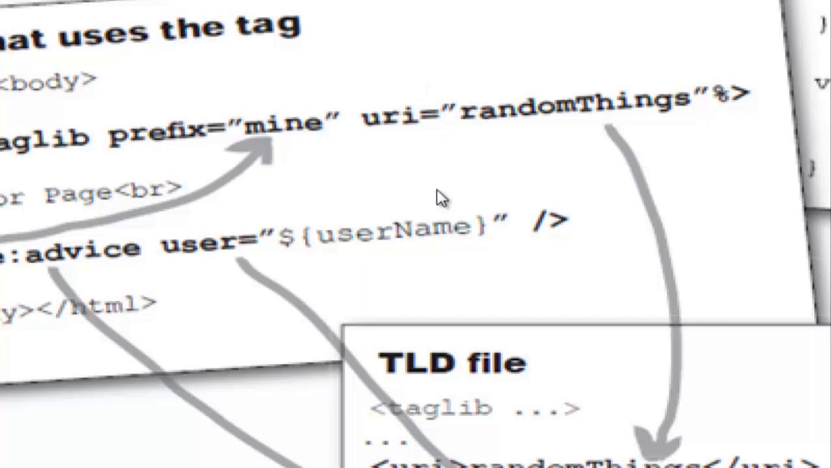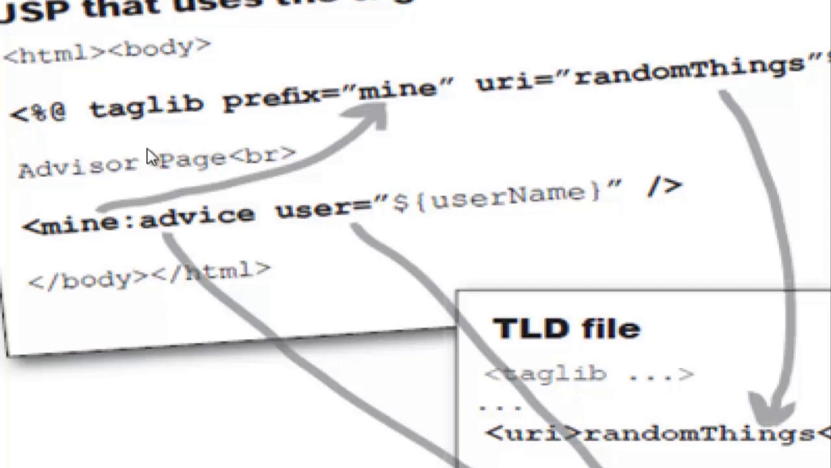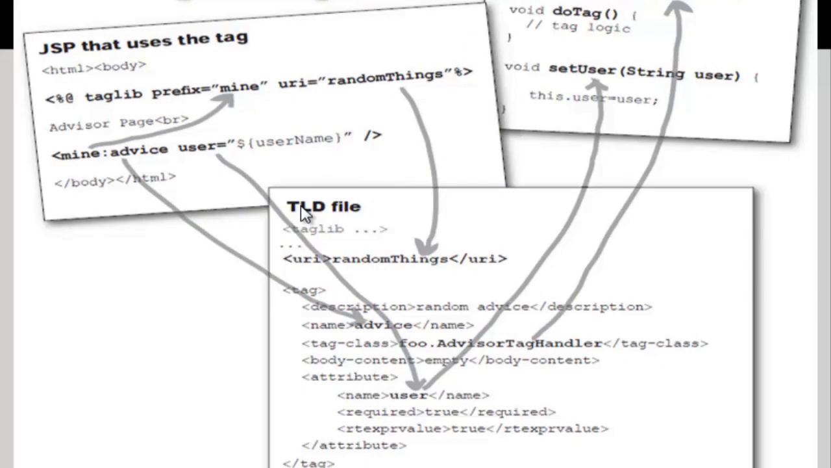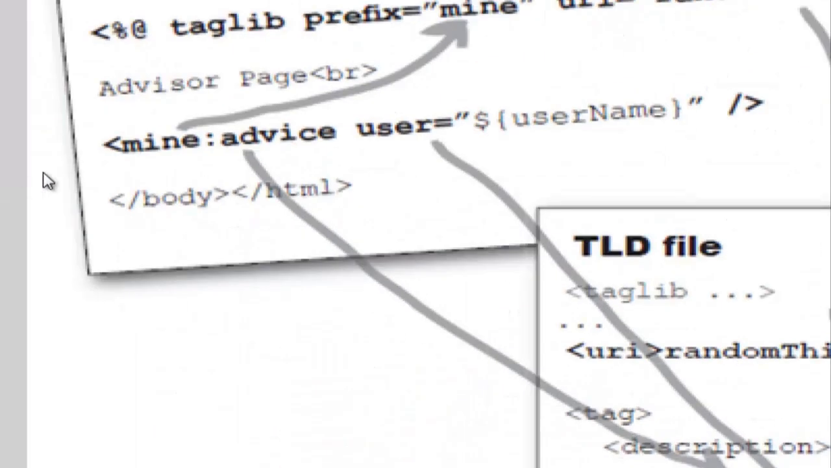So this is the mapping file. For this prefix, for example the mine prefix, there is a mapping file. Whenever you encounter mine colon something, don't come to me, go to this file that has the mapping for the Java. So that is what you are saying.